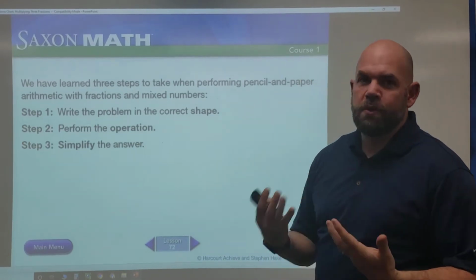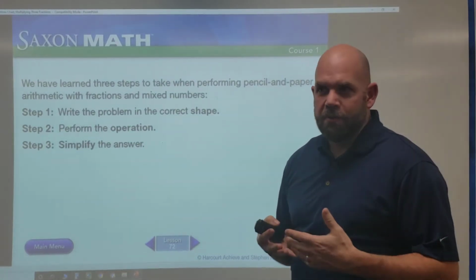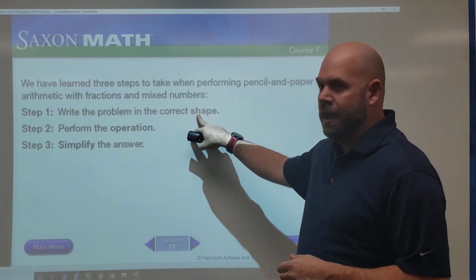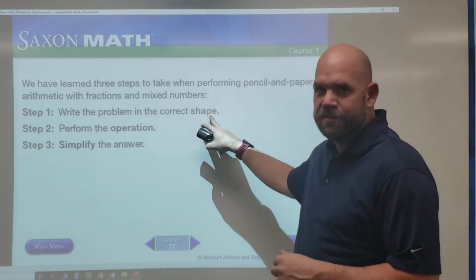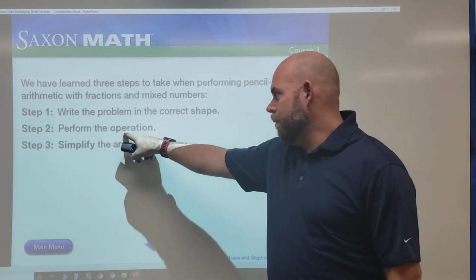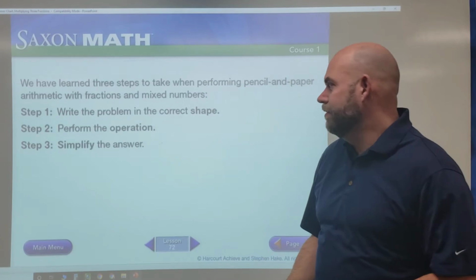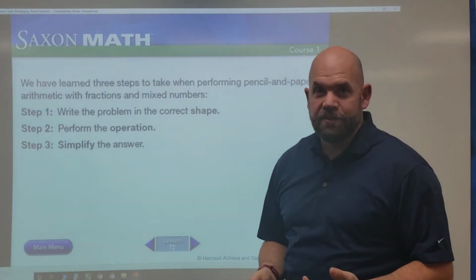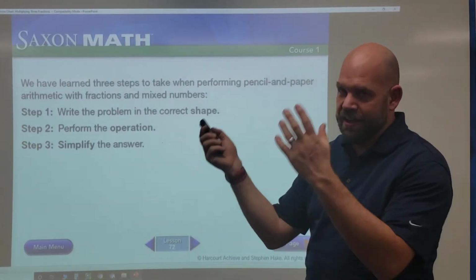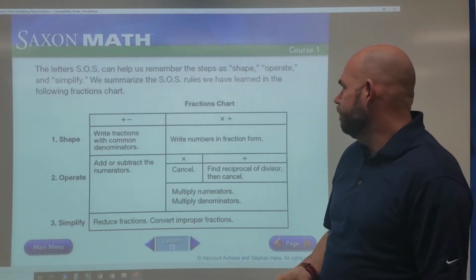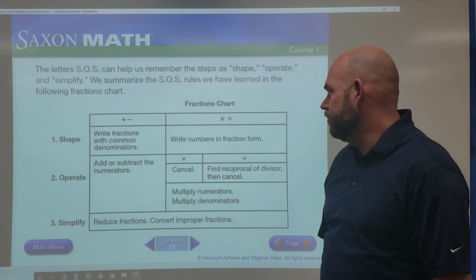First, let's review how we solve fraction equations. The first thing we do is write the problem in the correct shape. If you think shape starts with an S, that's going to help you with this. Then we perform the operation, O, and then we simplify the answer, S. So it's SOS, which, if you need help, you send a signal called SOS for help. Shape, operate, simplify: it's our SOS.